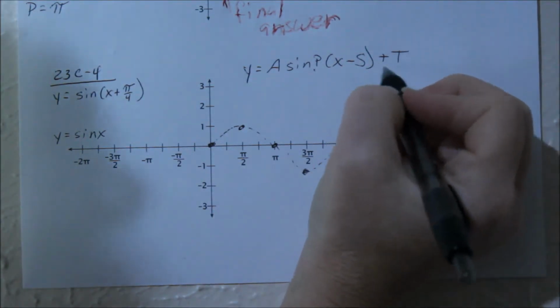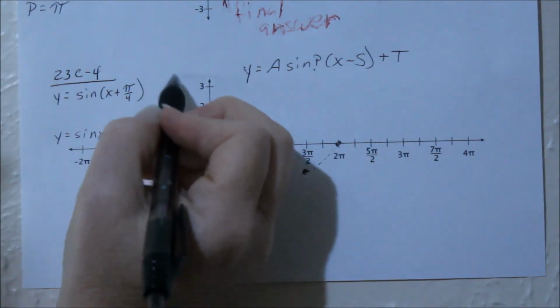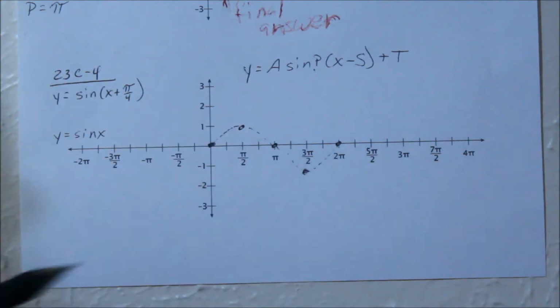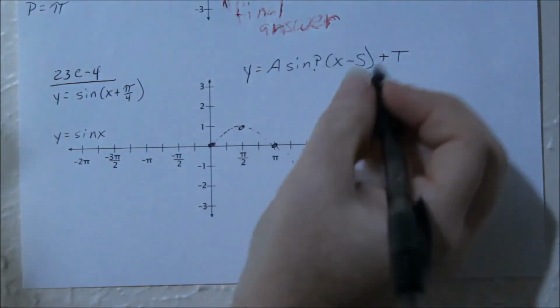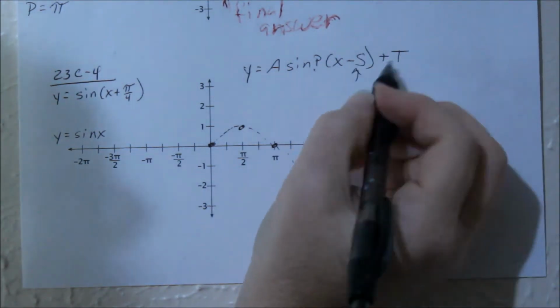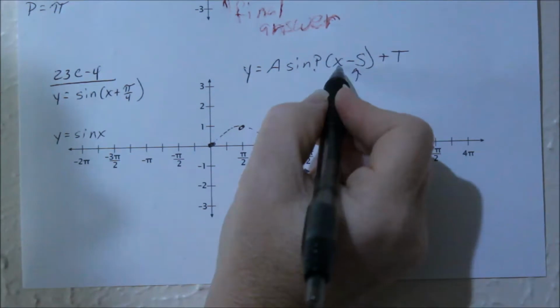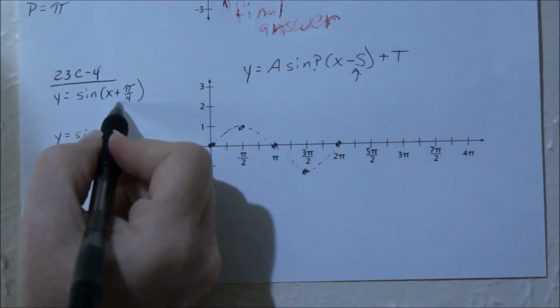Next thing on the list, translation. Is there a number added or subtracted outside parentheses? That would be out here. There's not. So there's no translation. Translation moves this whole thing up or down. Okay? But the one thing we do have in this equation is a phase shift. We have a number right here. We have x plus or minus some number in parentheses. So we have a phase shift.